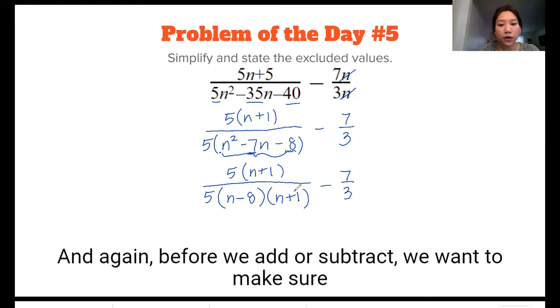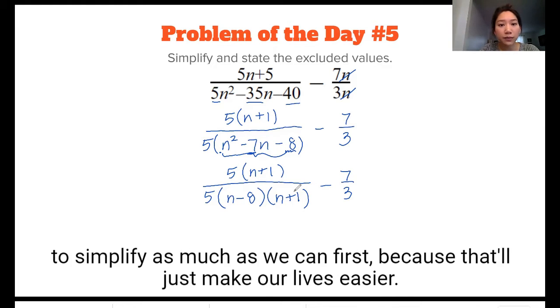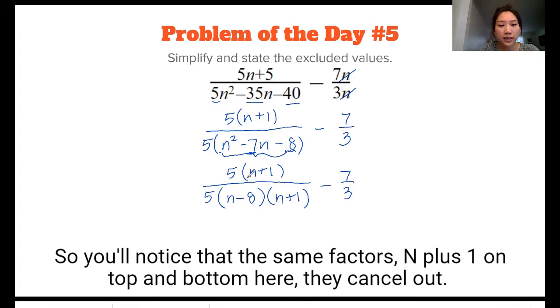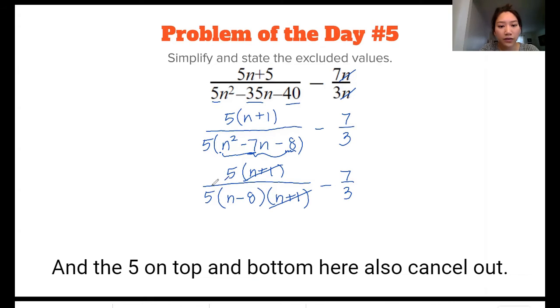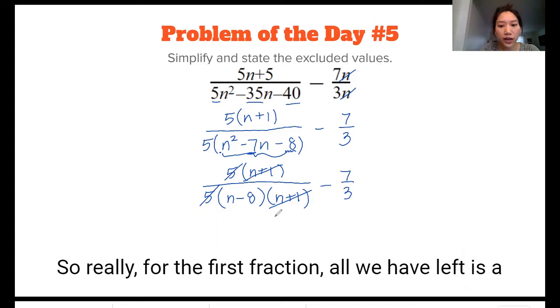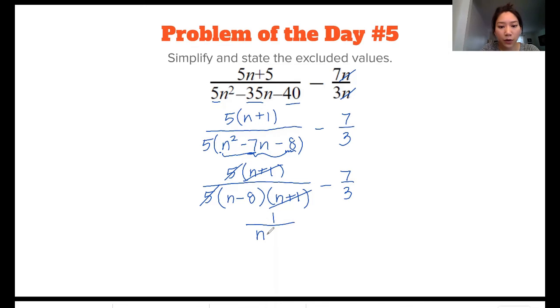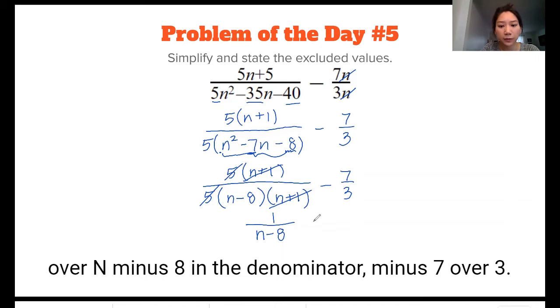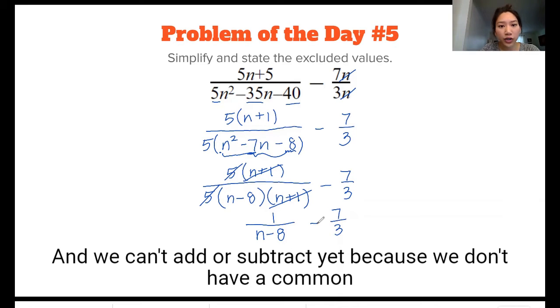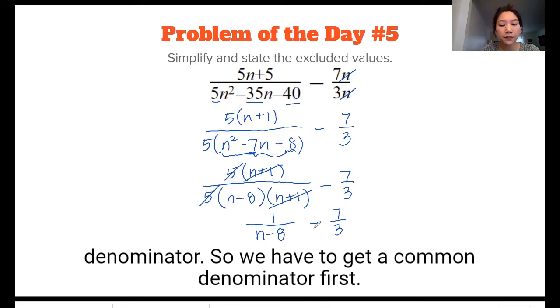And again, before we add or subtract, we want to make sure to simplify as much as we can first, because that'll just make our lives easier. So you'll notice that the same factors, n plus 1 on top and bottom here, cancel out. And the 5s on top and bottom here also cancel out. So really, for the first fraction, all we have left is a 1 in the numerator, because everything canceled out, over an n minus 8 in the denominator, minus 7 over 3. And we can't add or subtract yet because they don't have a common denominator. So we have to get a common denominator first.